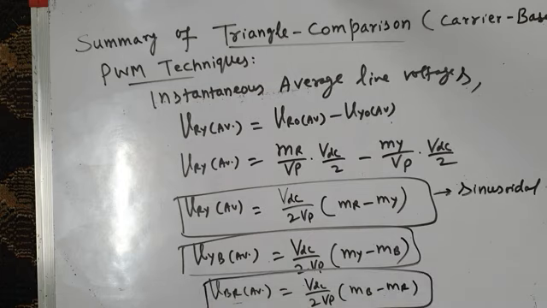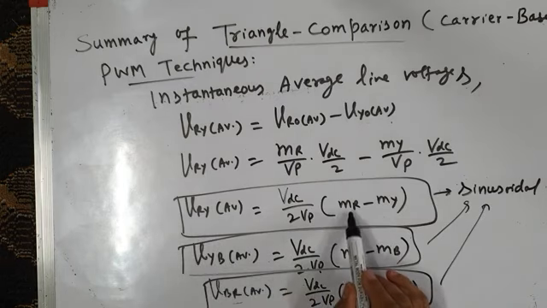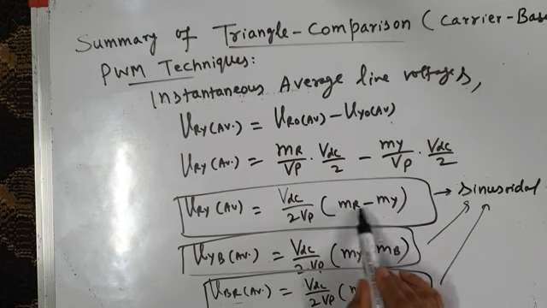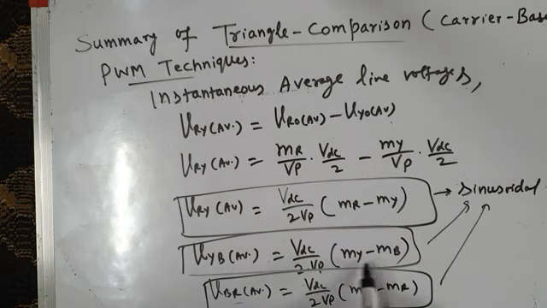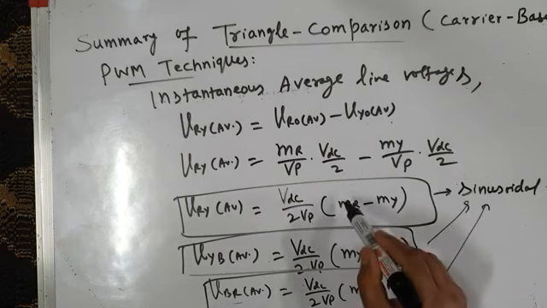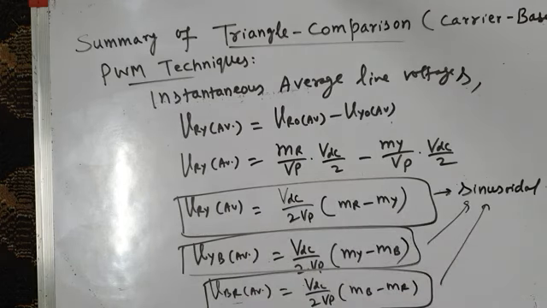So these are the three line-to-line voltages, and they are all sinusoidally varying because they are scaled versions of the difference of these modulating waves. VRY is a scaled version of Mr minus My. Since Mr is sinusoidal and My is also sinusoidal, their difference is also sinusoidal. VYB is a scaled version of My minus Mb. VBR is a scaled version of Mb minus Mr. So since our modulating waves are sinusoidally varying, our line voltages will also vary sinusoidally. Fine. This was about line voltages.